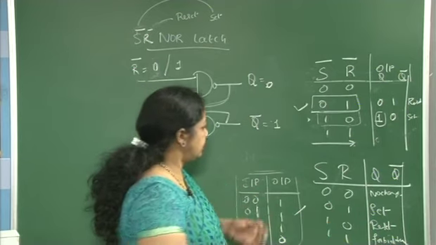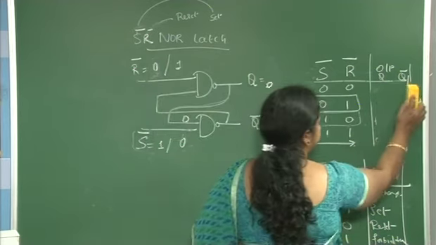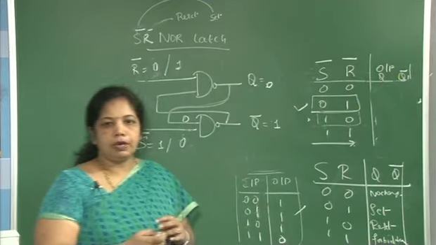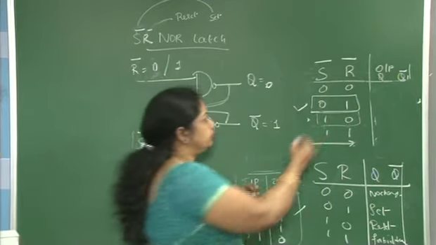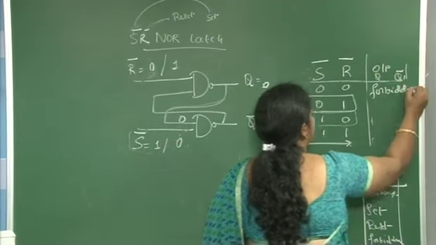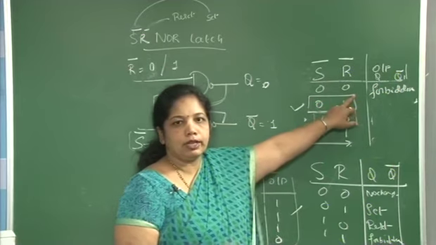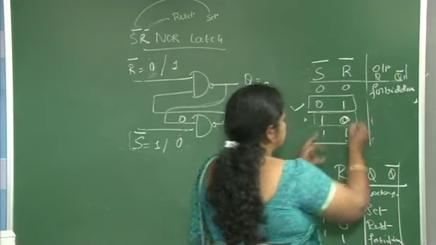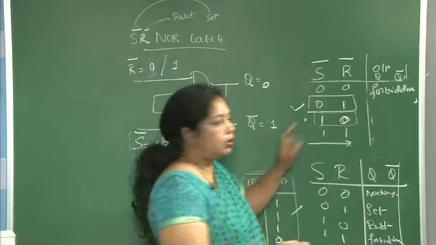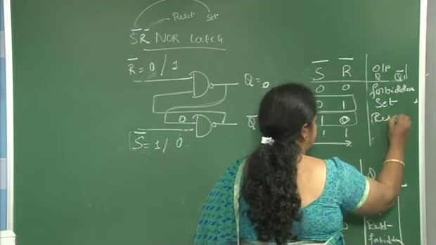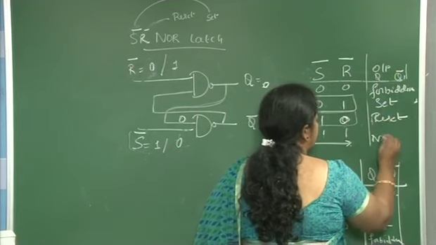In this case, when I apply both 0 0 input to the SR latch, it will become 1 and 1. So here, for 0 1 it is the set condition, this is the reset condition and this is the no change condition.